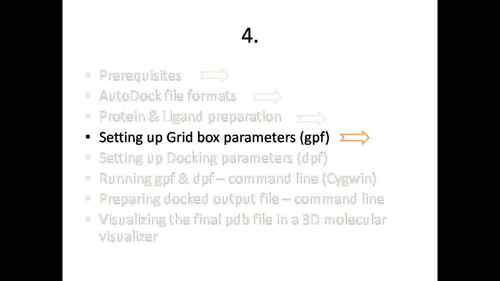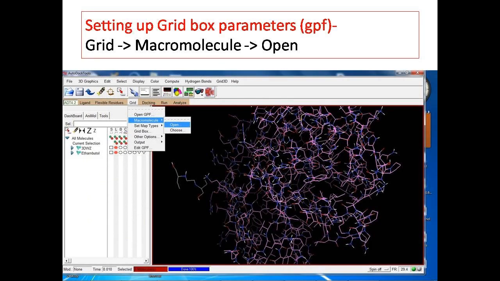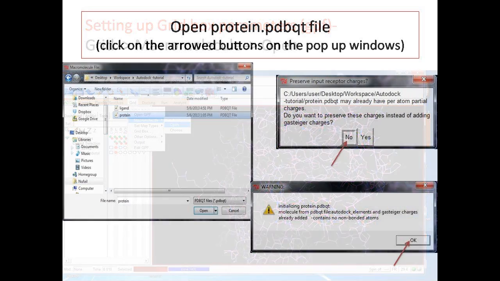Next we'll see how to set gridbox parameters. Gridbox parameter is a 3D space which will cover the docking area. So in order to set the gridbox parameter, first go to grid, select macromolecule, then click open.